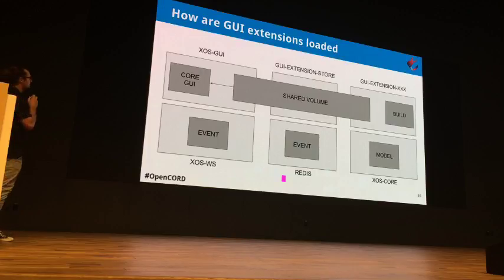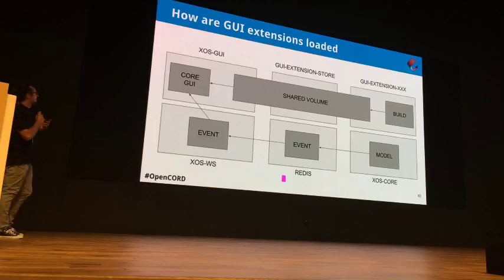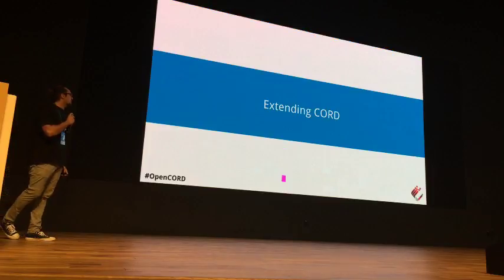Whenever we define a service, we can also define an extension of the GUI at the top right of the page. When we deploy the service, this extension gets minified and compiled and pushed to a shared volume. From there, the GUI container can have access to it and expose it over a web server. And at that point, the core emits an event that tells the GUI to load that extension.